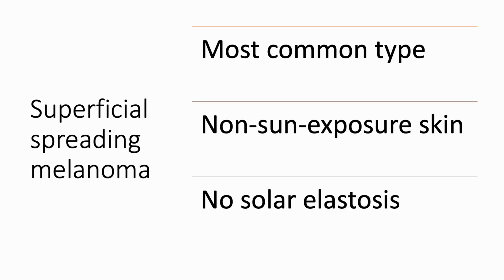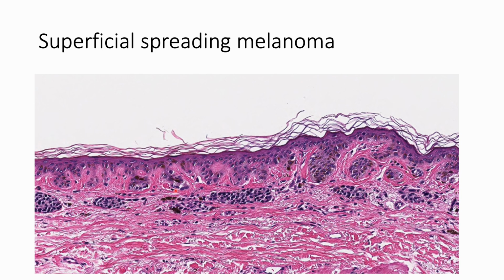Next is the superficial spreading melanoma, which is the most common type. It happens in non-sun-exposed skin, and there should be no solar elastosis. Other than that, the histology should look similar. Here is the picture showing the superficial spreading. You can see abnormal looking melanocytes with a confluent growth pattern at the dermal epidermal junction, with hyperchromatic, lack of maturation melanocytes in the dermis. This is the superficial spreading melanoma, so in the background you should not see severe sun damage.